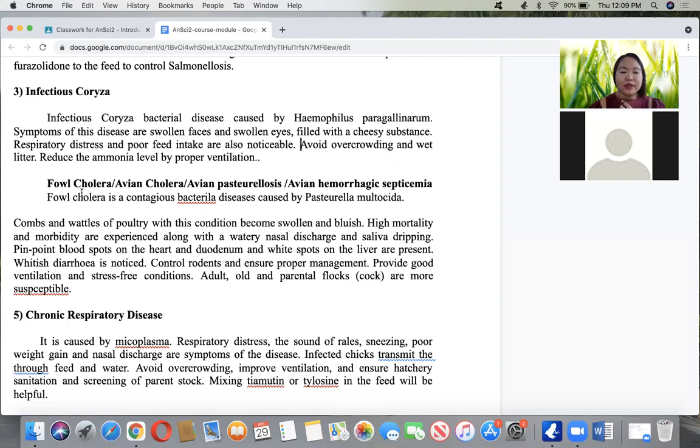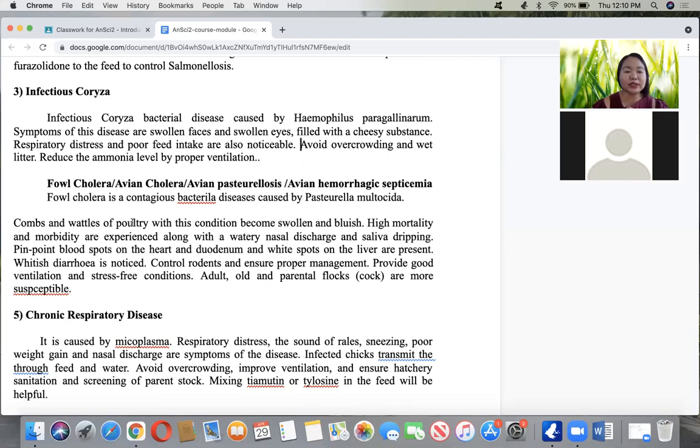So, we have fowl cholera or avian cholera, avian pasteurellosis, and avian hemorrhagic septicemia. It is also a contagious bacterial disease caused by Pasteurella multocida.